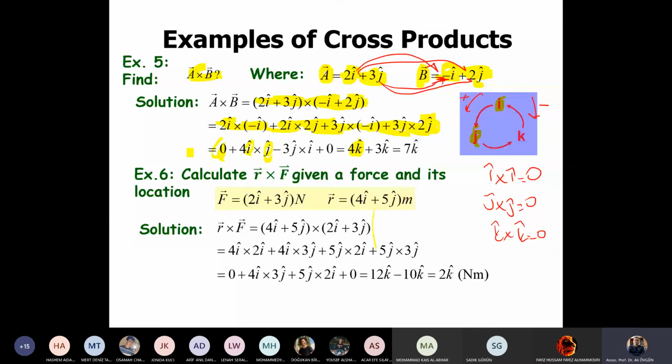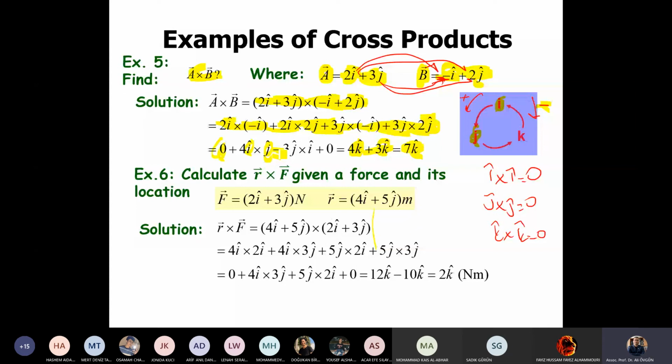Then 3 j hat times i hat, it is 3, but what is the direction? j hat times i hat is negative k hat because it is clockwise, but there is also another negative in front of it. Negative negative becomes positive, so you write positive 3 k hat. Here you see that both of them are in the k hat direction, so you can make a summation. So you will find 7 k hat. So this is a vector product or cross product.